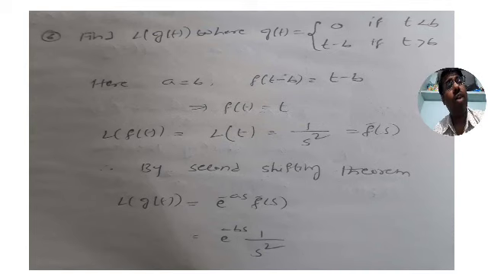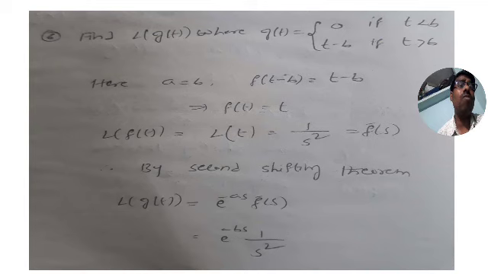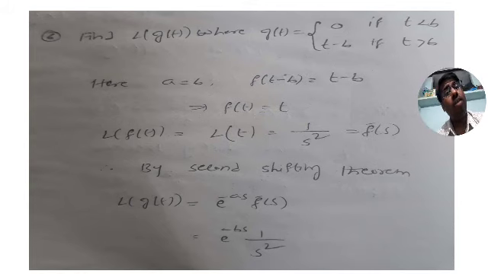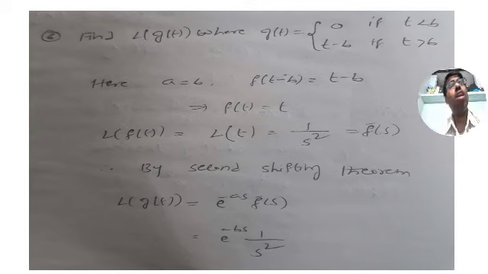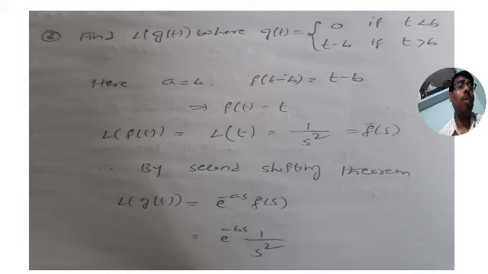Then we went on to the unit step function. We defined a unit step function. What is a unit step function? For t less than a, it is 0, and for t greater than a, it is 1, denoted by u of t minus a. And we found the Laplace transform of the unit step function: L of u of t minus a is e power of minus as by s. That's what we got as the Laplace transform of the unit step function.